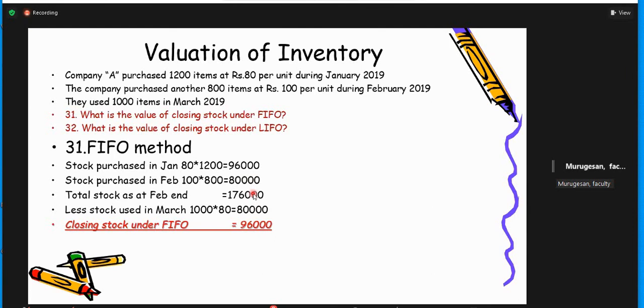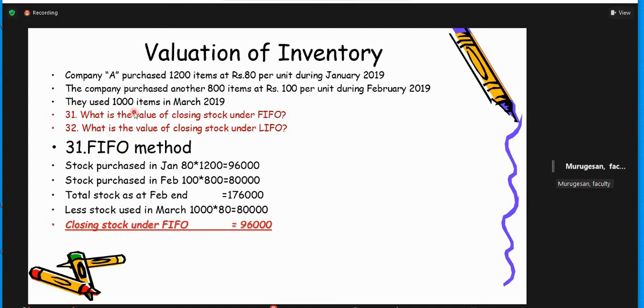You should keep a separate working sheet and go on calculating like this. So the total stock at the end of February is 176. Now in March they are starting production. How many units are they using? They are using 1,000 items. This is the FIFO method.